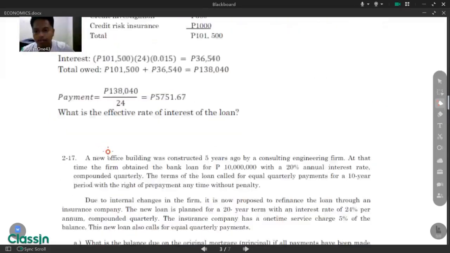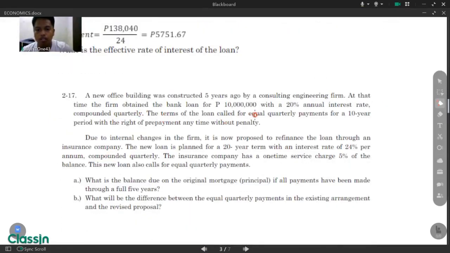A new office building was constructed 5 years ago by a consulting engineering firm. At that time, the firm obtained a bank loan for 10 million pesos at a 20% annual interest rate compounded quarterly. So, the mode of compounding again: 20% over 4, so that the I will be 5%, 0.05.